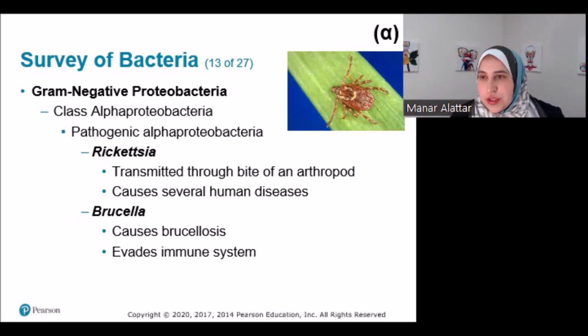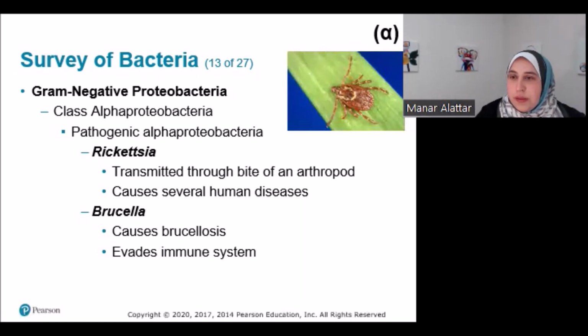Brucella is a common pathogen of mammals, and it causes chills, sweating, fatigue, and fever in humans due to its pathogenic abilities and its ability to evade the human immune system.